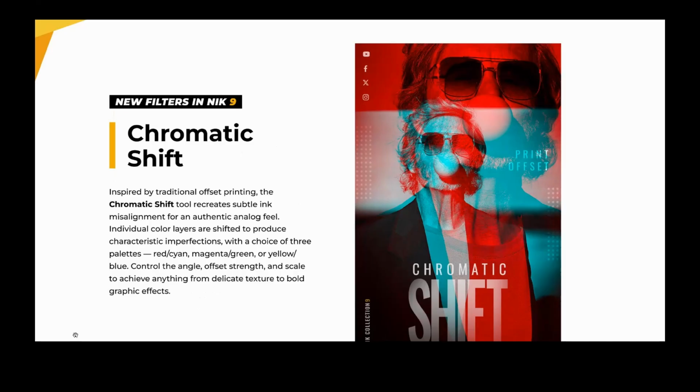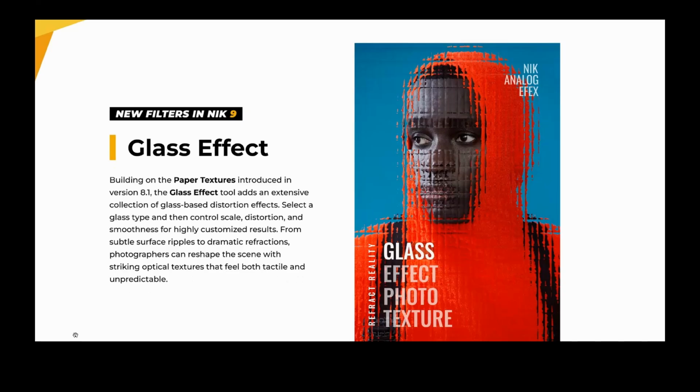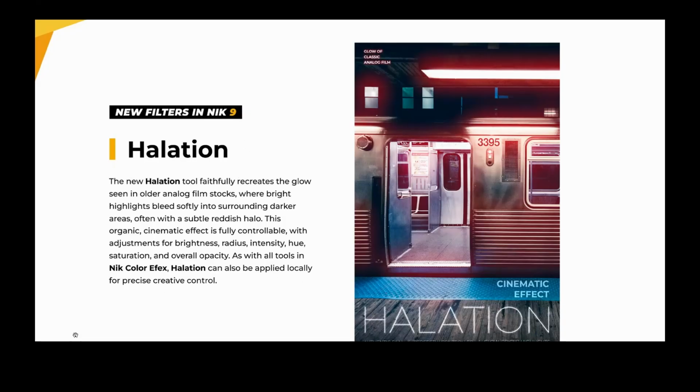We have the chromatic shift tool, which is in the analog effects package. We have the glass effect, which is also in the analog effects package. And we have another filter called the halation filter, which is now in the color effects area. And as I mentioned, the color grading is also within color effects.